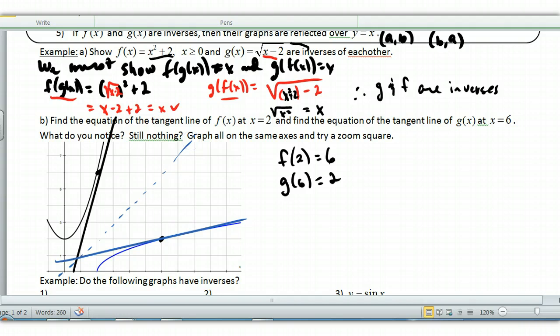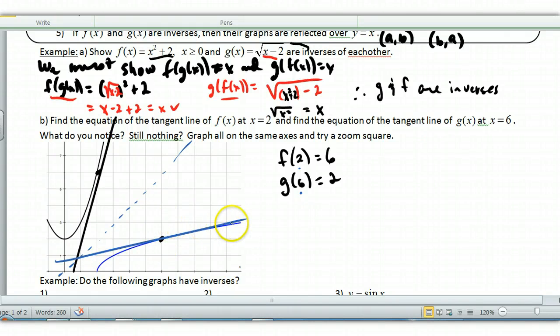Anything? Well, hopefully you see that if my two curves are inverses of each other, what happens to the tangent lines at their respective points? When I say respective points, well, 2, 6 on one of them and 6, 2 on the other one. Those would be corresponding points, would probably be a better term. Well, what happens is that the slopes of these things are just going to be reciprocals of each other.